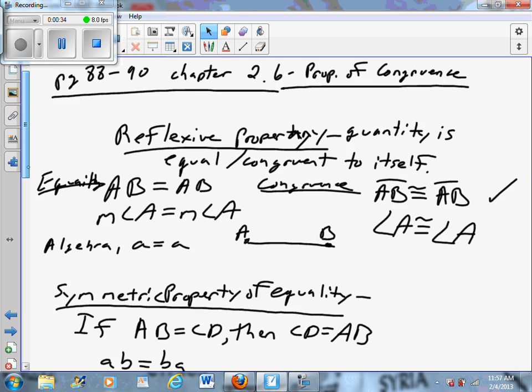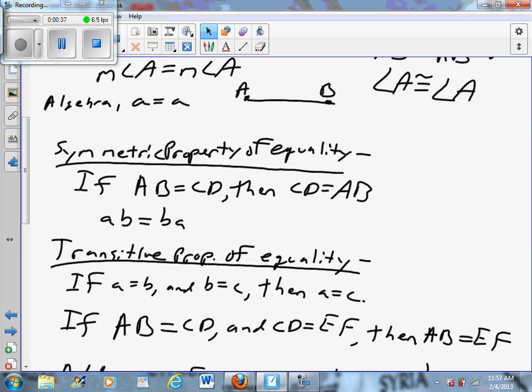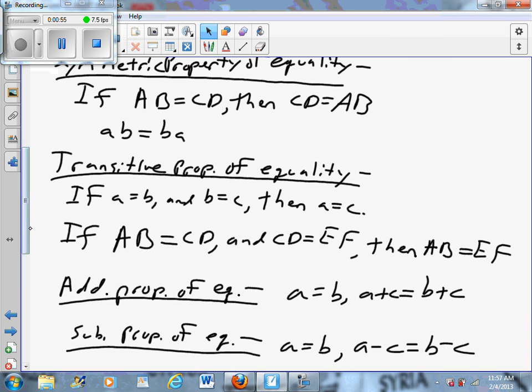Symmetric property, you see that basically if you have one segment congruent to another, AB is congruent to CD, I can reverse the order of the equality and state that CD is equal to AB. Pretty common sense. Or mathematically, using numbers, some number A times some number B is equal to some number B times some number A. Right? That's called a symmetric property. I think you can see the truth of that.